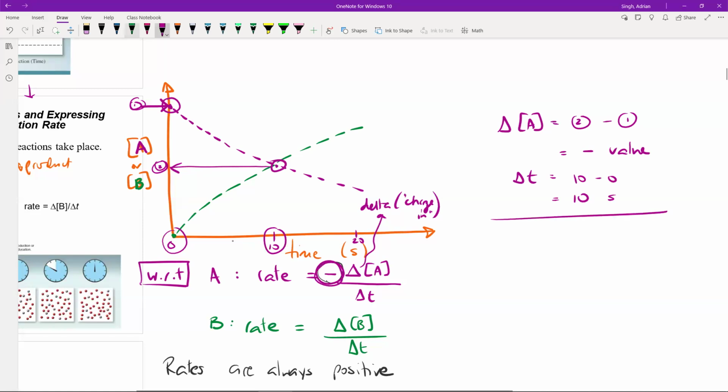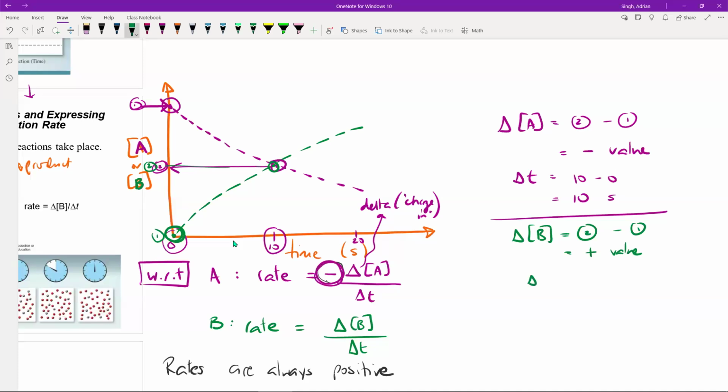I can also look at it in terms of B. So the change in concentration of B here, if I select the initial concentration of B, which is down here, we'll call that 1. Then the final concentration of B, let's say it's right up here as well. So that's going to be 2. Well, then the change in concentration of B would be where I end up, which is value 2, minus my initial value. Obviously now, 2 is a bigger number than 1. This is going to be a positive value.